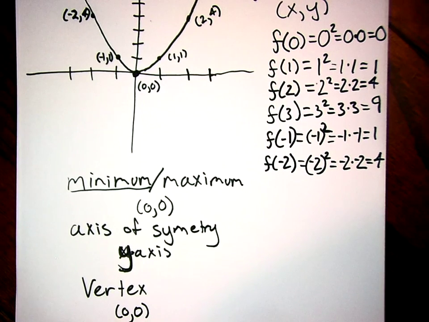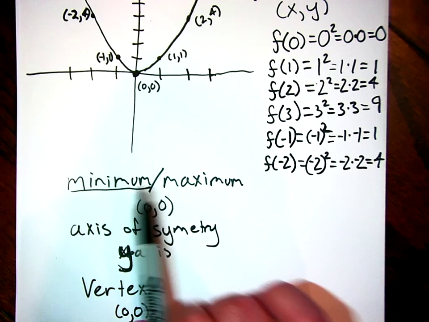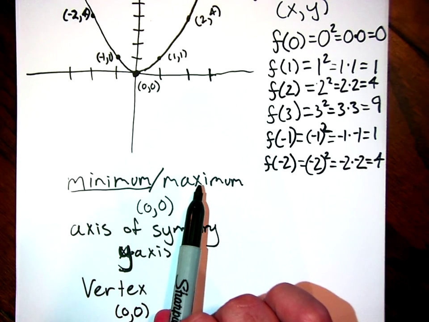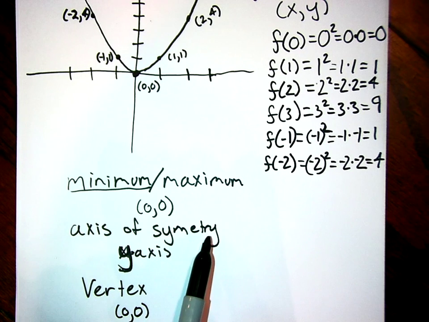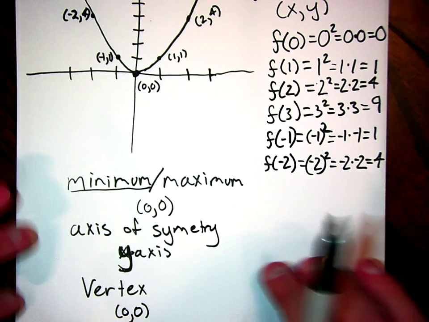So things to look at for quadratic functions are going to be minimum or maximum. You will never have both in a quadratic. You're going to have an axis of symmetry, and you're going to have a vertex. And those are the three kinds of things you'll see in quadratic functions.